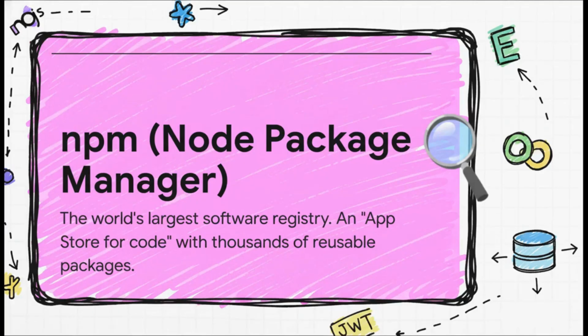But here's the best part. You don't have to build every single thing from scratch. No way. That would be exhausting. That's where NPM, the Node Package Manager, comes into play. Just think of it like an app store, but for code. It's this massive, gigantic library of free, reusable code packages that other developers have already built and perfected. It lets you stand on the shoulders of giants, instead of constantly reinventing the wheel.